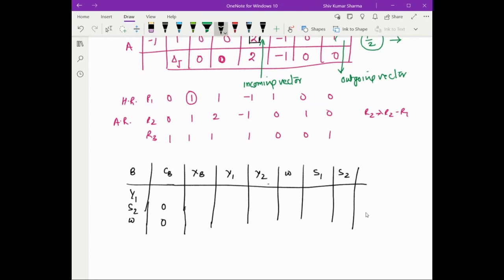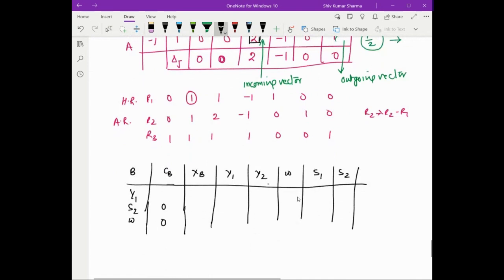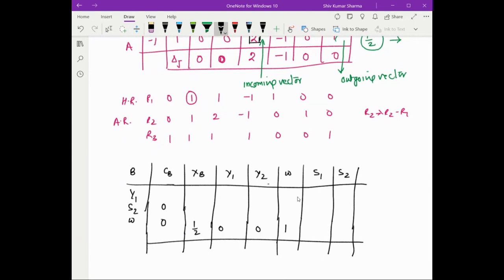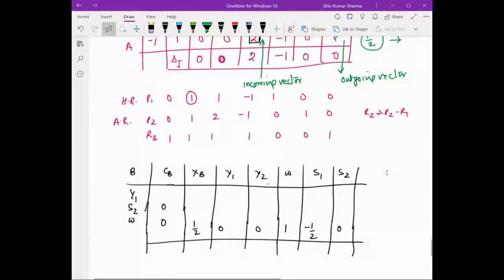So now we make this element 1, so we divide by 1. So we write 1 by 2, 0, 0, 0, 0, and 1, omega 1, minus 1 by 2, 0, minus 1 by 2, 0. We remove the last column, so there is no need to write it.